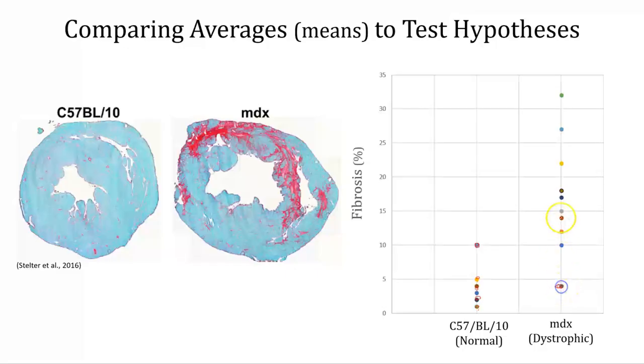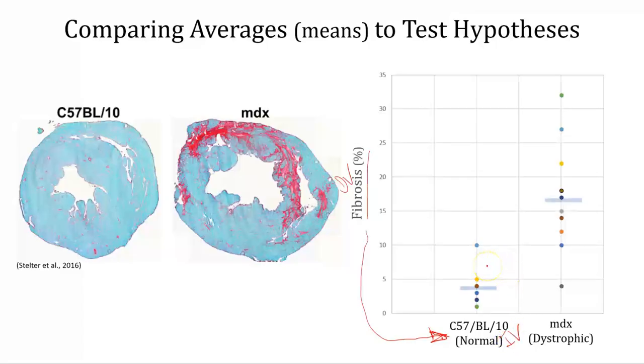One's got 4%, and there's this big spread here in how much scarring they have. Well, what you want to do first is figure out what is the average scarring or fibrosis for each of these groups. That's what I'm measuring. Fibrosis here would be my dependent variable, and I'm thinking that it depends on the type of heart that I have, whether it be normal or dystrophic. So, dependent variable, independent variable.